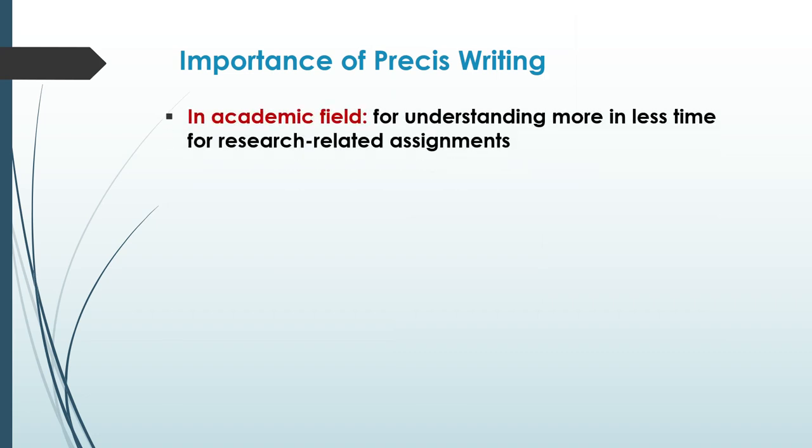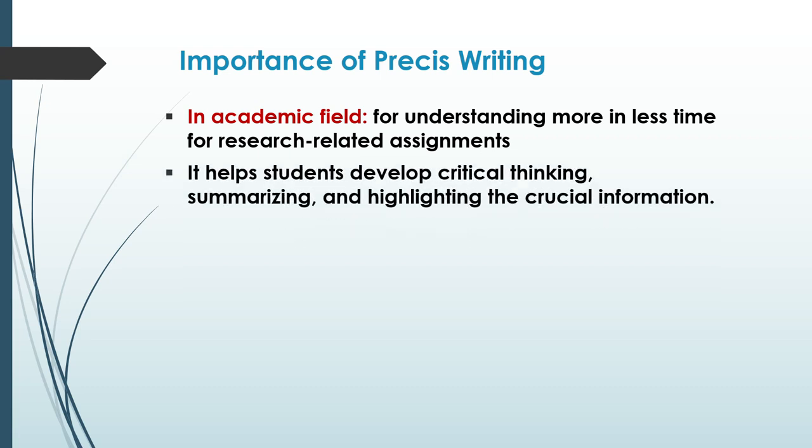So précis is important in the academic field, where students, when they have to go for research related assignments, have to read many articles, and from there they have to take the crux of those writings. And when they have to write their research, they have to include that précis in the literature review part of it. So it is extremely important for research related assignments, which can be your research papers or thesis. It also polishes the critical thinking skills of students, and also highlights the crucial information.